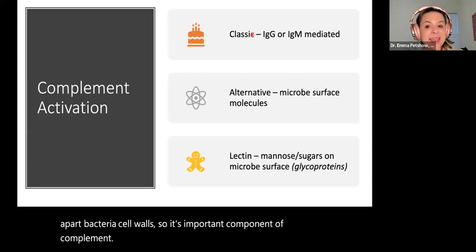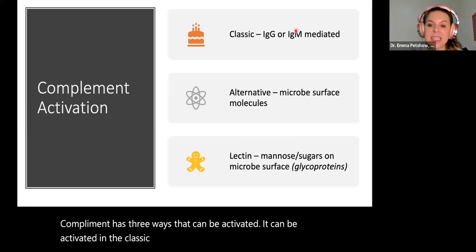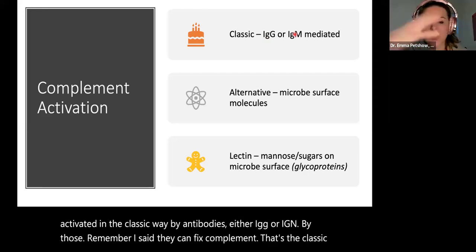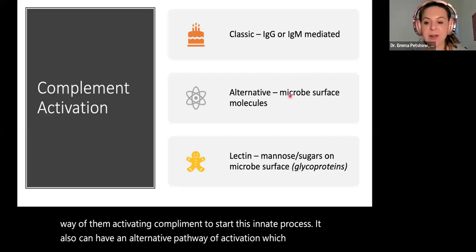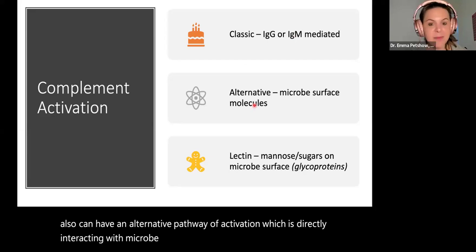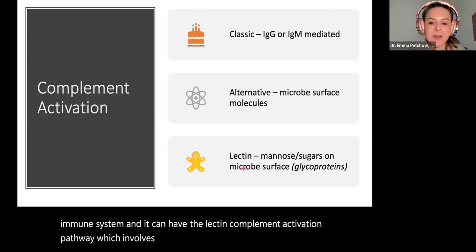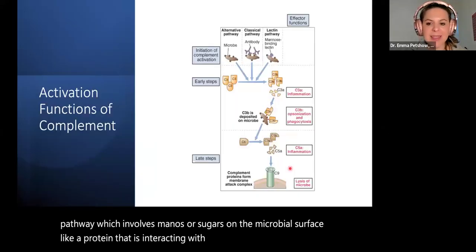Complement has three ways that it can be activated. It can be activated in the classic way by antibodies, either IgG or IgM, by those, remember I said they can fix complement. That's the classic way of them activating complement to start this innate process. It also can have an alternative pathway of activation, which is directly interacting with microbe surface molecules as a part of the innate immune system. And it can have the lectin complement activation pathway, which involves mannose or sugars on the microbial surface, glycoproteins that it's interacting with. So we'll look at some of these different pathways.